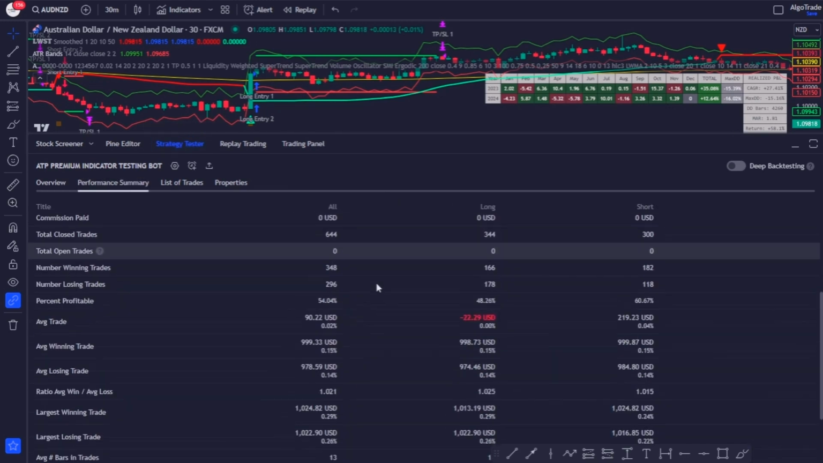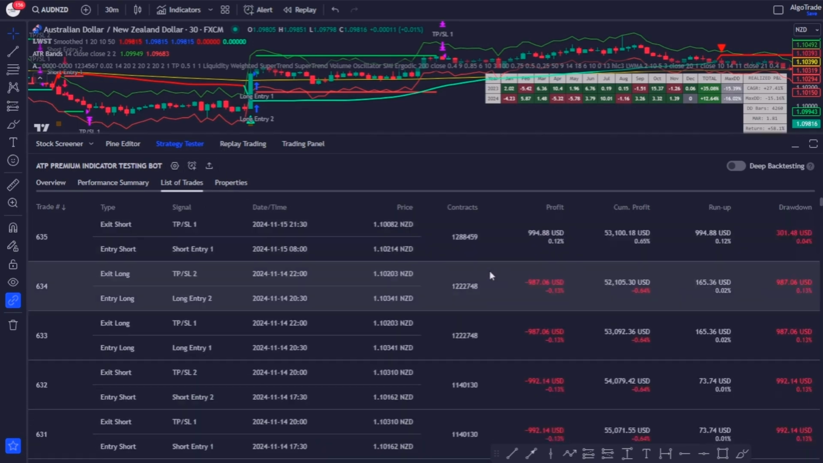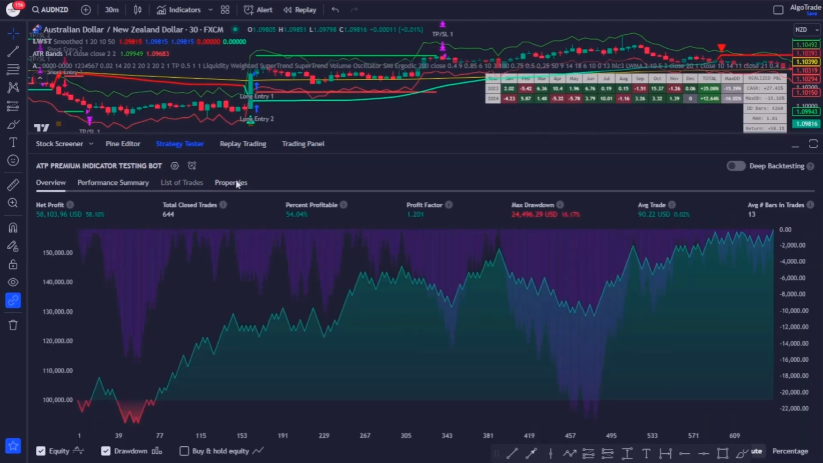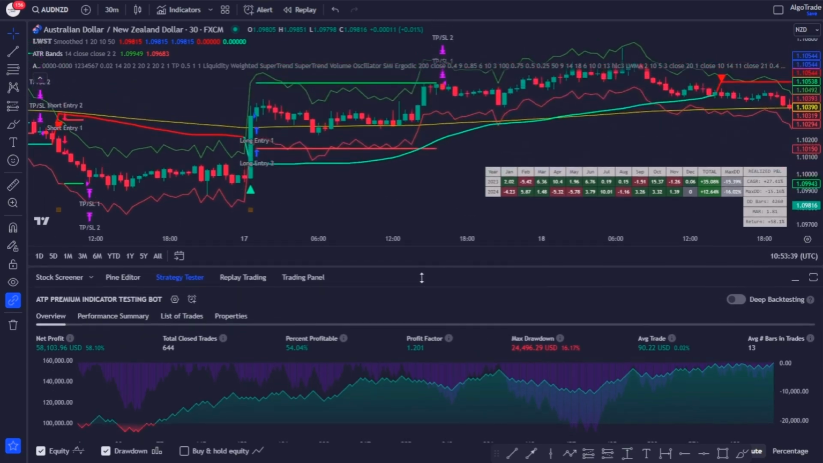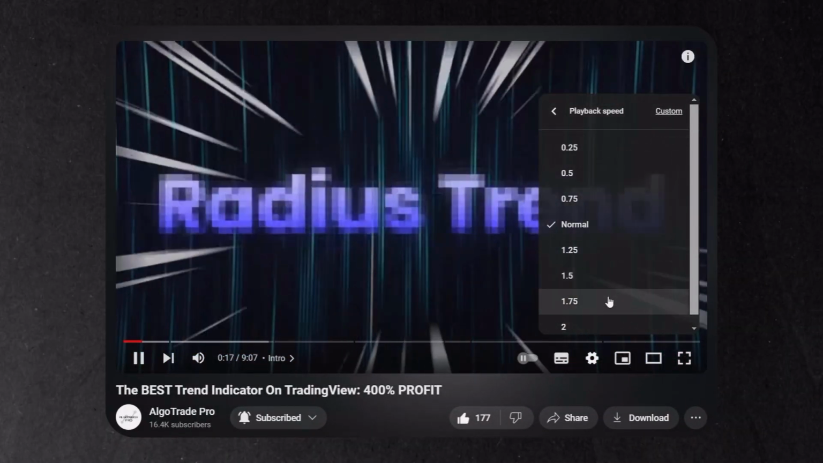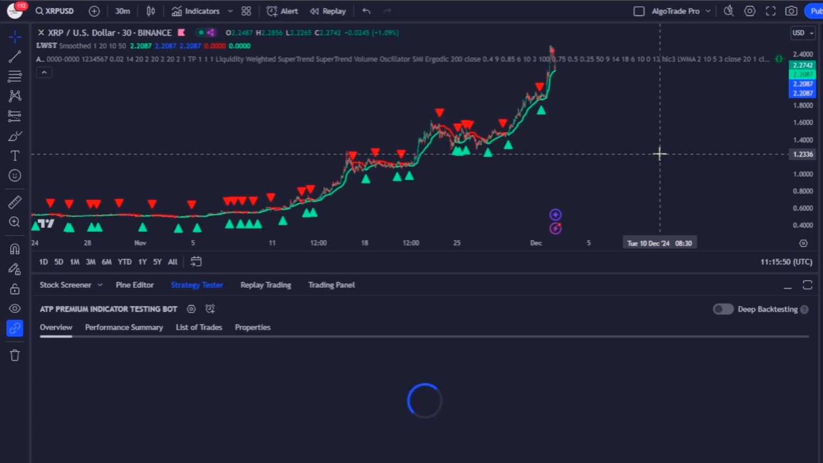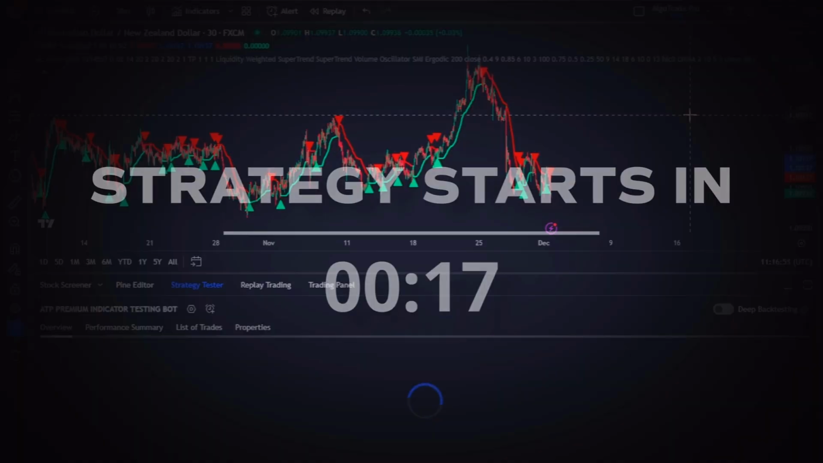And since I have the premium TradingView plan, I can download all the trades the bot executes, which I will use to create my trading journals with all the information about this strategy. I will speed up this part of the video, but feel free to slow it down in the YouTube settings if you want to catch every detail. I will see you in a few seconds.